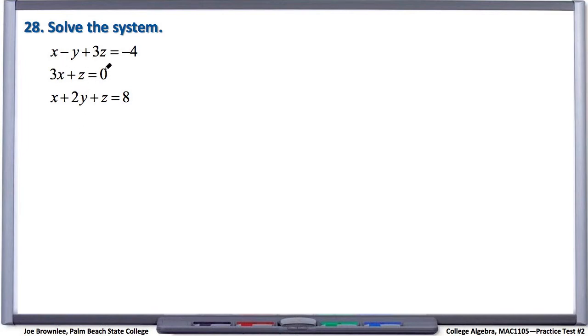Let's notice right off the bat that equation 2 does not have a y variable. Notice in equation 1 and equation 3 we have a y variable, but here in equation 2 we do not. And because we don't have a y variable here in equation 2, let's go ahead and use equation 1 and 3 to eliminate the y variable from both of these equations. And to do that, we'll use elimination just like we've been using in previous problems here on our practice test.